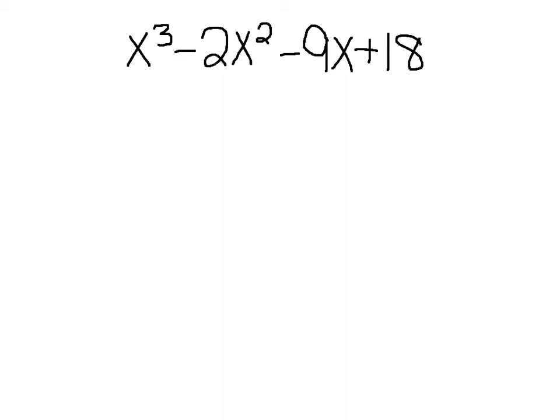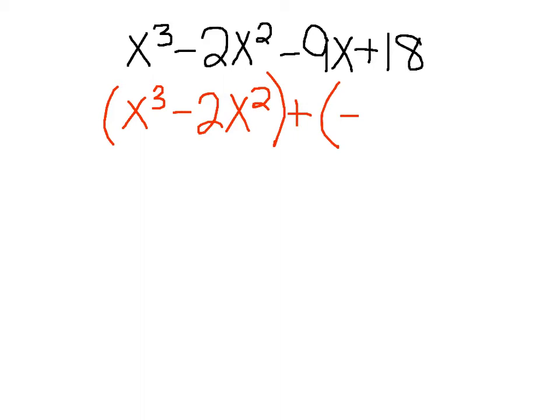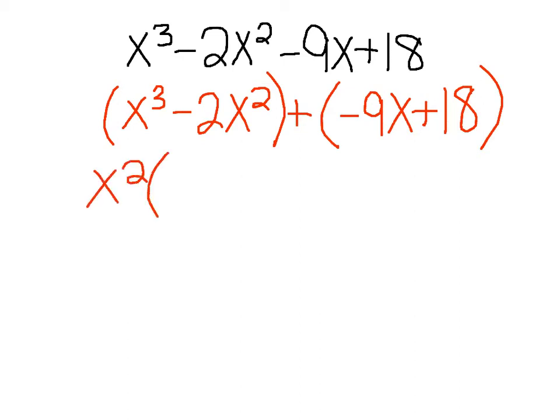Let's look at another example. We have x cubed minus 2x squared minus 9x plus 18. So, step 1, I'm going to write them each as 2 binomials with a plus sign in between. Next, I'm going to factor out the common variable, or the common number. In the first binomial, we see that it's x squared, and x cubed divided by x squared is x, and negative 2x squared divided by x squared is negative 2.